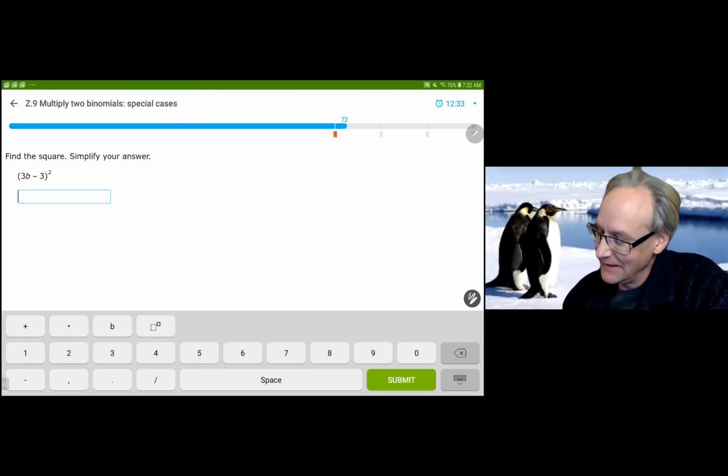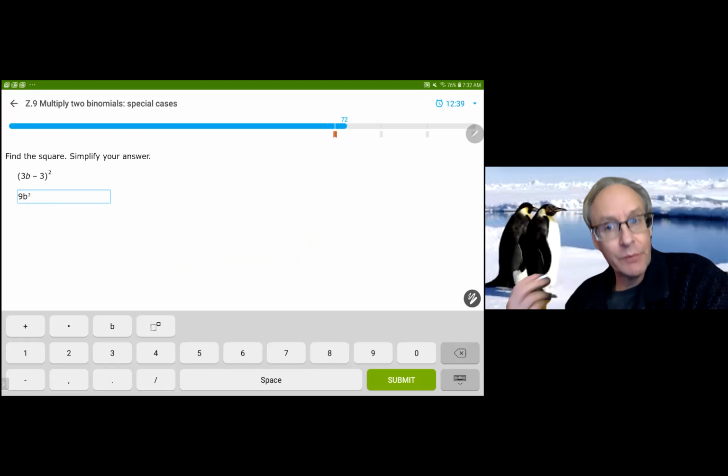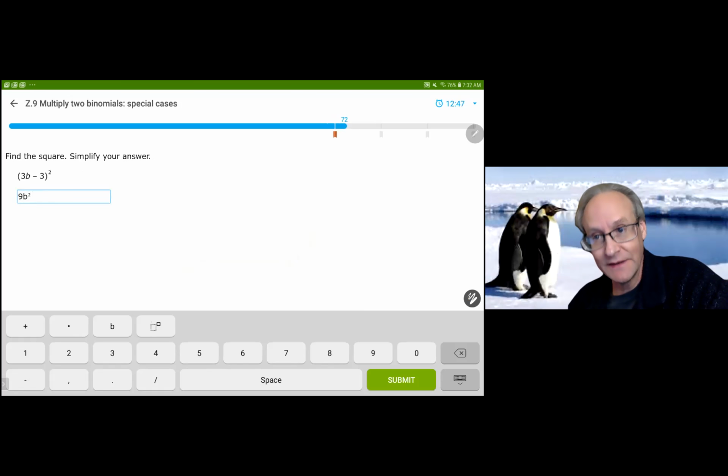That's 9b squared. Our middle term, remember, is double the product. You can take the product, don't add them. It's negative 9b is the product, but you have to double that. So it's minus 18b, isn't it?